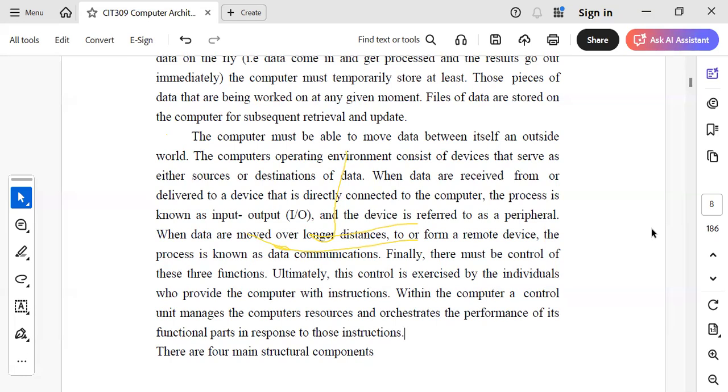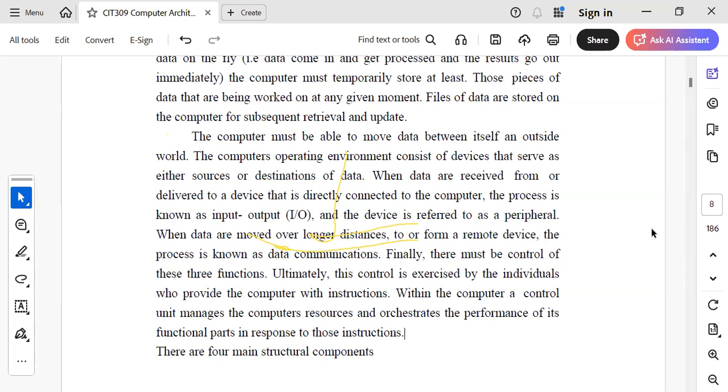Like when you insert a device into your computer, either to receive data or to pass data, in terms of data collection and data retrieval. That is where it comes in, when data is received from or delivered to a device that is directly connected to the computer. When you need something from your computer or from another phone, you pair the Bluetooth, hotspot, infrared, whatever it is. I think that's what that paragraph is trying to say.